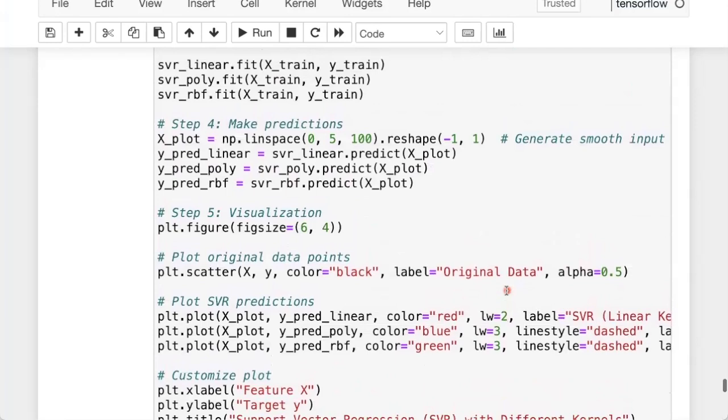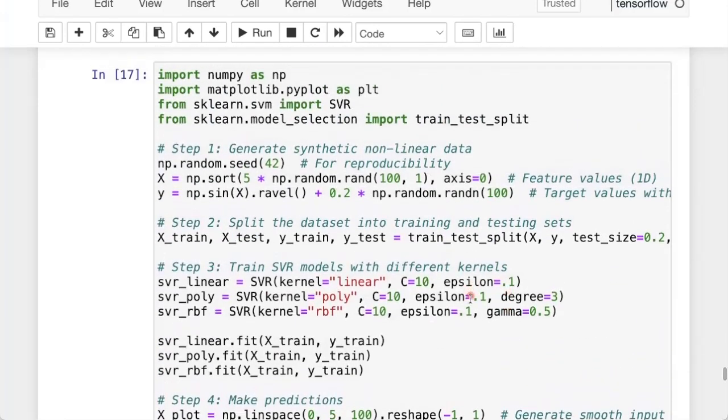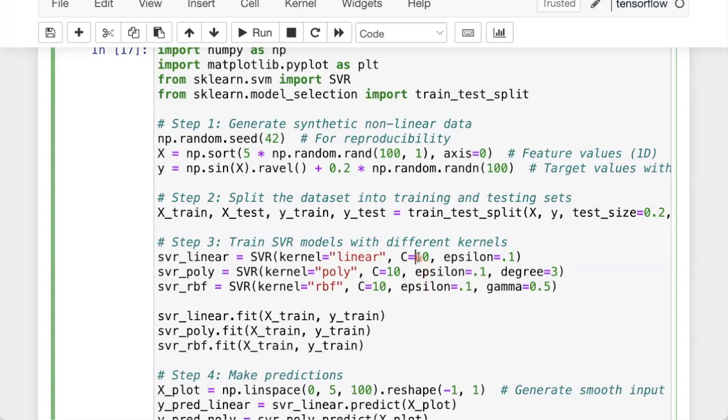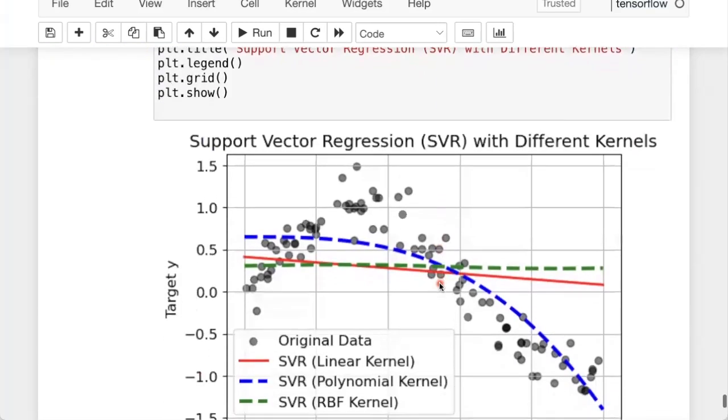So I recommend you practice this by working with different values here. What happens if, let's say, I change the C value and make it very small, like 0.001? So in this case, we regularize a lot. Is that too much regularization? Let's see. Yeah, it looks like it.